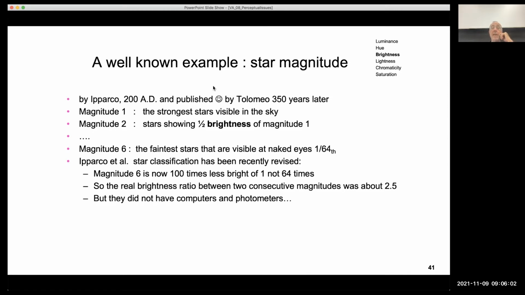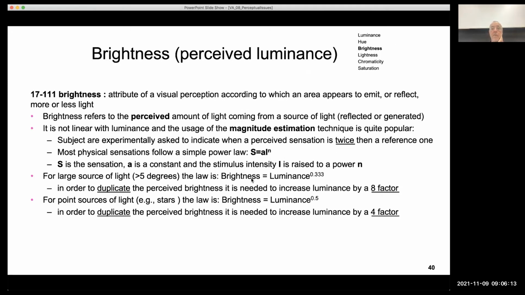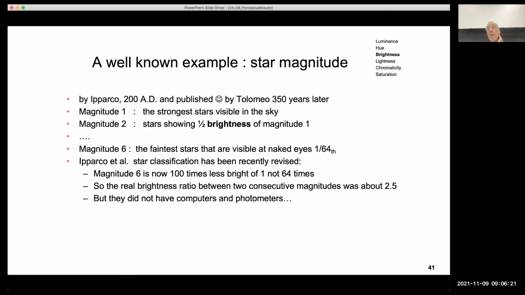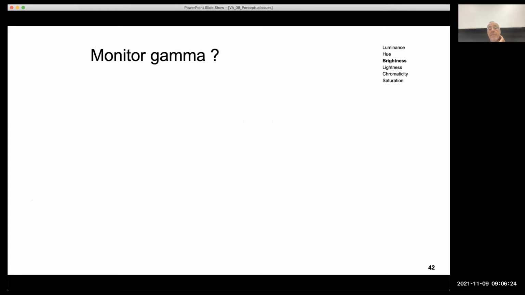And you have to consider that again when you design a stimulus encoding numerical values. You have to think about these formulas, considering the source of the stimulus, the dimension, a point or greater than 5 degrees. And this is related to what is called the monitor gamma. I think that most of you have heard about monitor gamma, but I can bet that most of you are unaware of the meaning of monitor gamma.